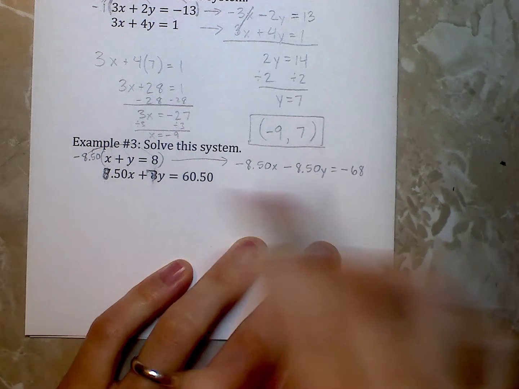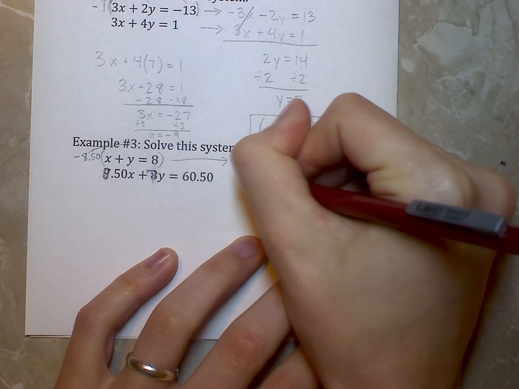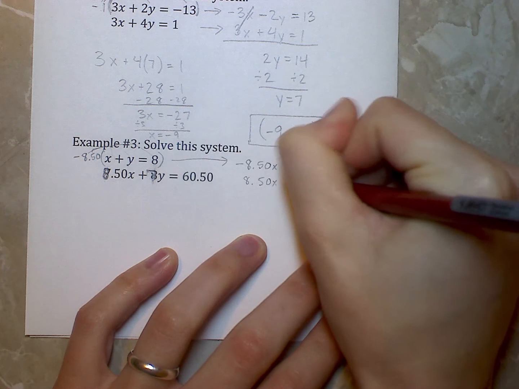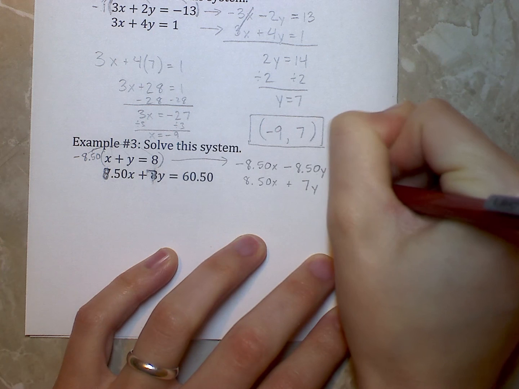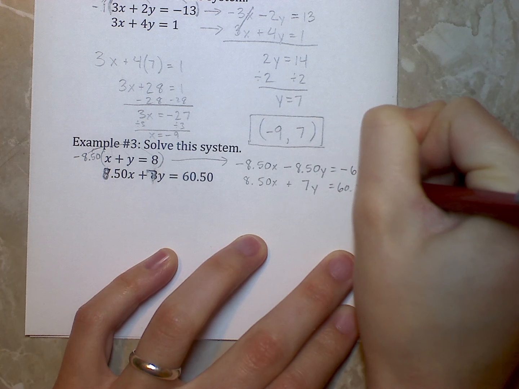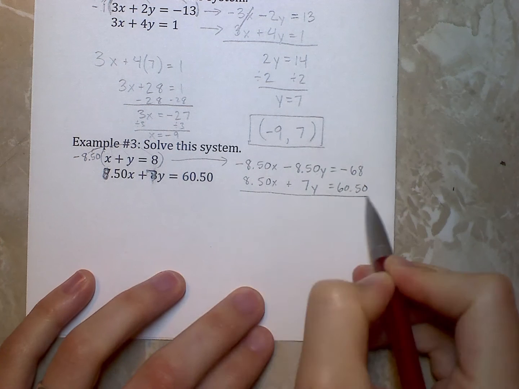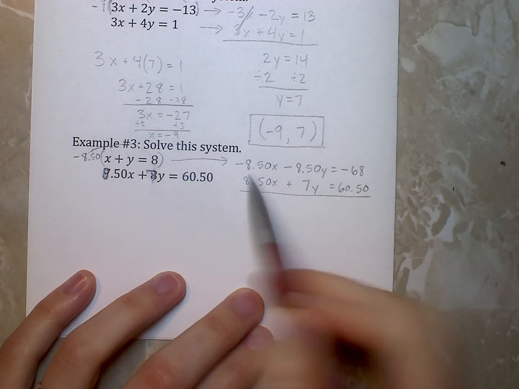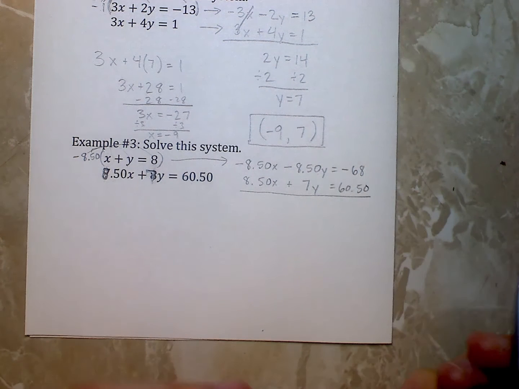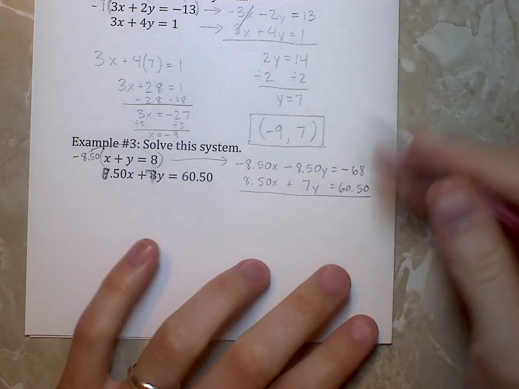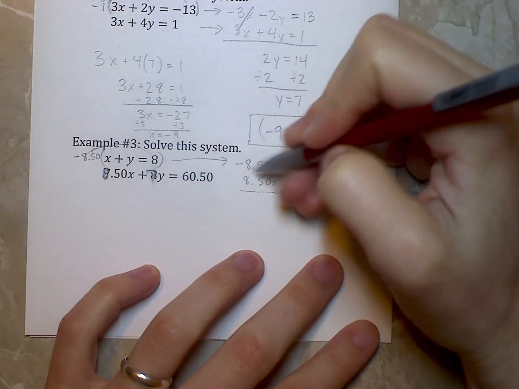Then I'm going to copy this over here. This is positive 8.50x plus 7y equals 60.50, right? Now, what I'm noticing is maybe I should have multiplied by 7 instead of 8.50, because now I'm going to end up with a bunch of decimals. But it doesn't matter because I'm just going to use my calculator, right? There's no stress involved in decimals because I can just use the resources that I have.